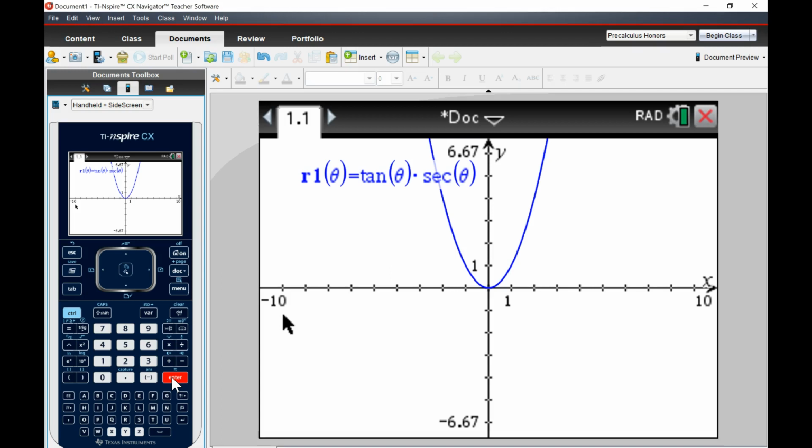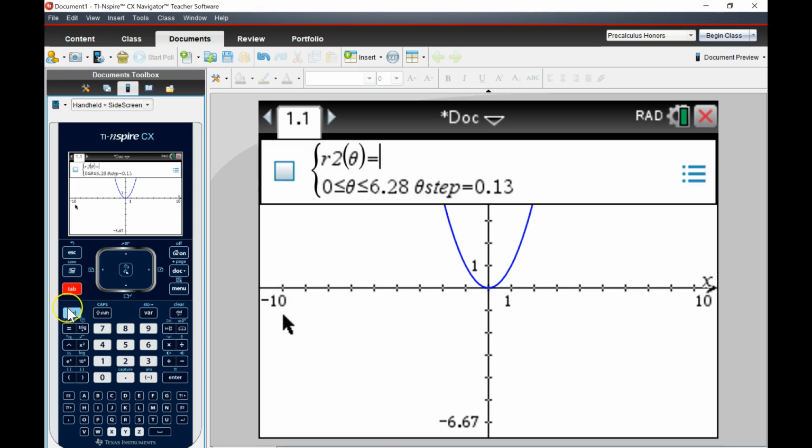Okay? Yeah. What's that other thing that says theta step equals? Okay, so that's what I was talking about.